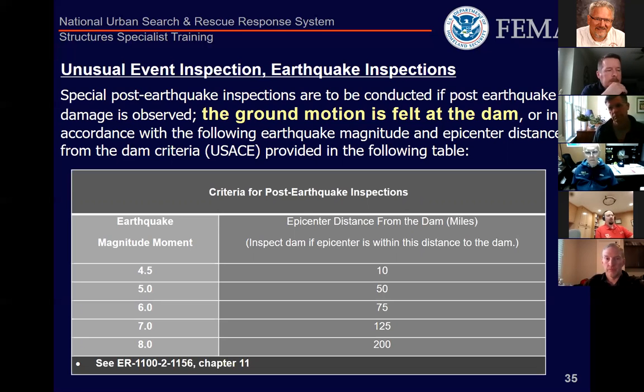So you can see if it's a 4.5 within 10 miles, we're going to go look at it, all the way up to a 7.0 at 125 miles, or an 8.0 at 200 miles. That's a large radius. There are not many places in the US with active faults where you'd have a radius that large without dams associated with it, whether municipal, federal, and definitely private, based on the sheer numbers of dams in the inventory nationwide.